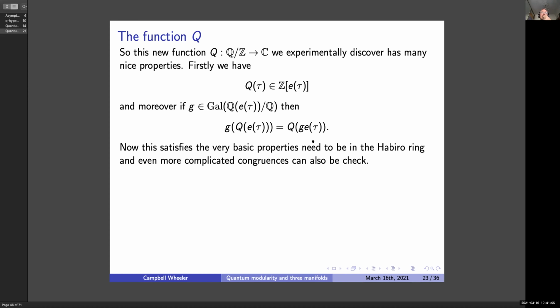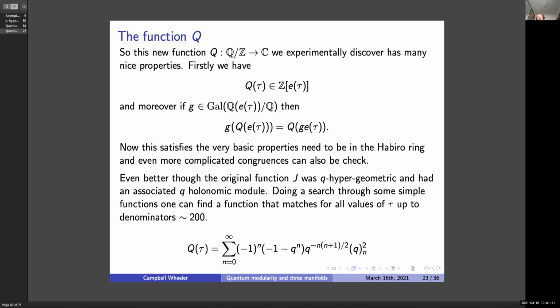Then it would be nice if we could get a formula for it. Because J was q-hypergeometric, I've already mentioned that we have these nice q-holonomic modules, which give us a set of functions. So it's natural to guess that this function could live inside that q-holonomic module. And in fact, if you do a search through that module, say up to tau with denominators 200, you could probably do it up to denominators of 1,000 or something, you see that this q of tau is given exactly by this expression here. We see the same sum, and then we multiply by -1 minus q to the n here.